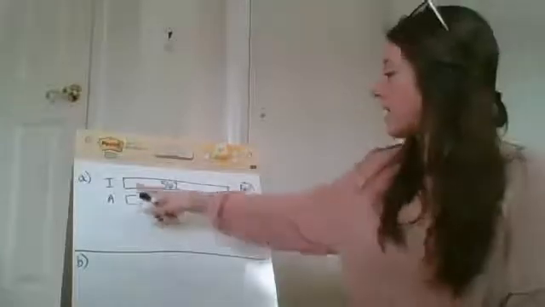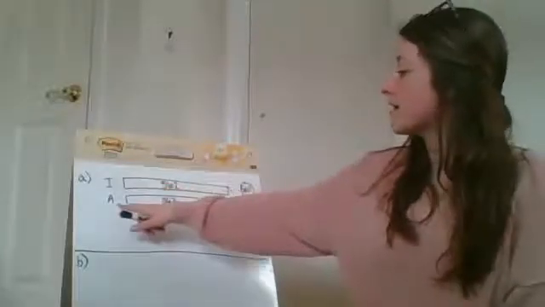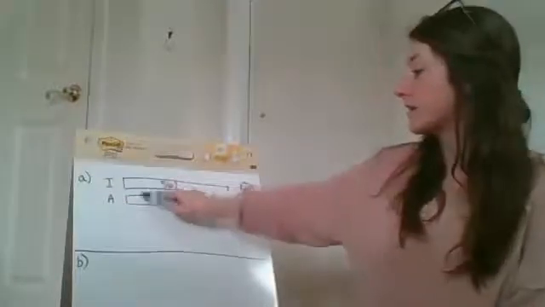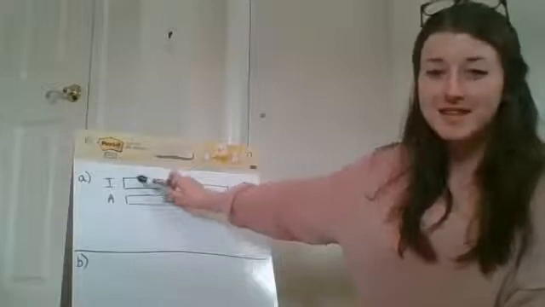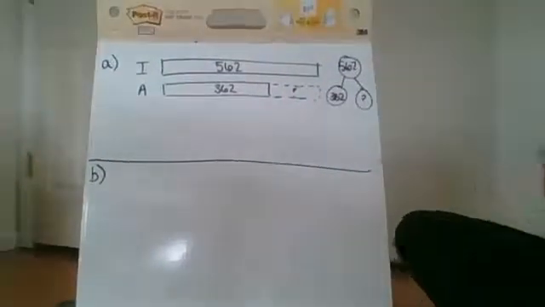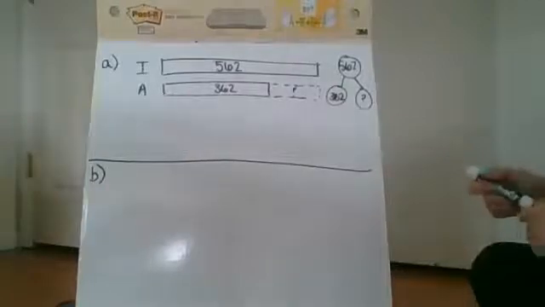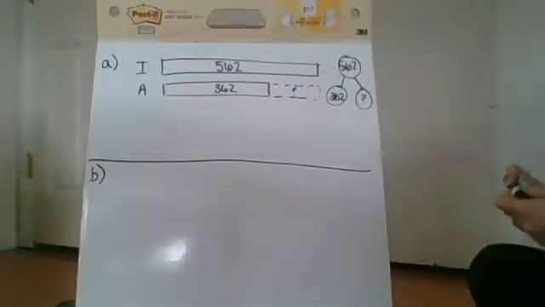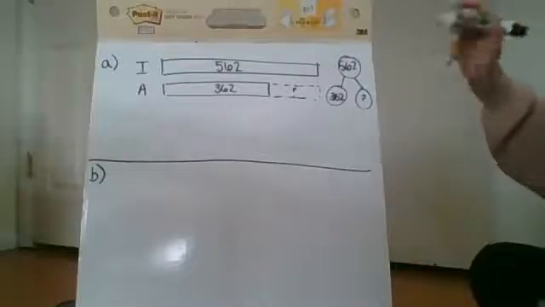So I know that Isaiah had 562 cans and Adrian had 362 cans. I'm trying to figure out how many more Isaiah collected than Adrian, because we know that Isaiah collected more than Adrian did. So I have my number bond here. I'm going to scoop this up so you can see it. I know I'm solving for my missing part, so I'm going to set up my number sentence. Remember, we're solving for this missing part, so we're doing subtraction.